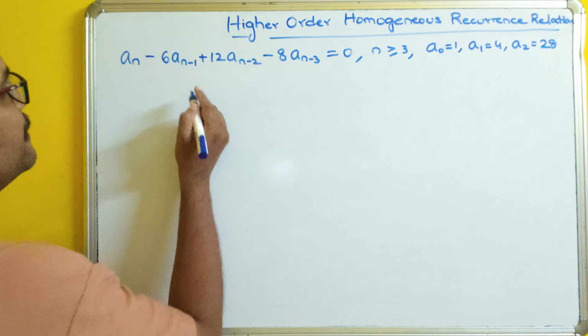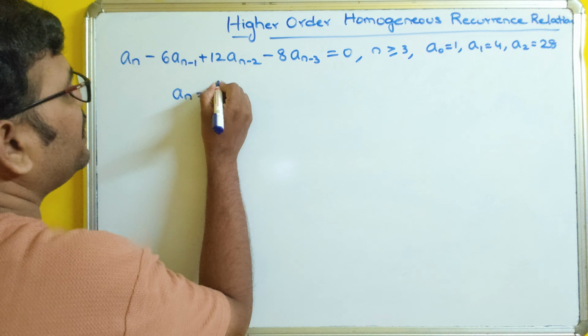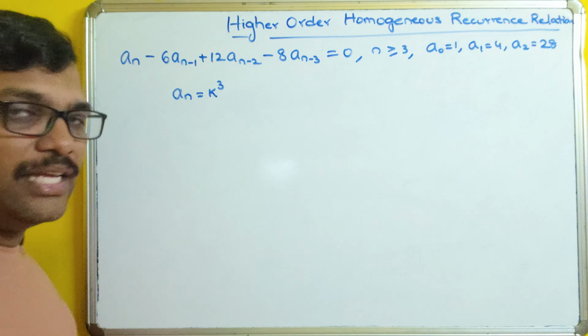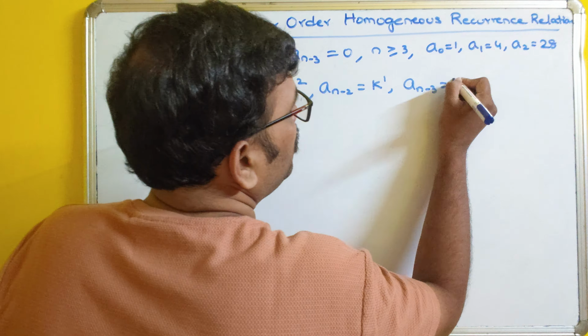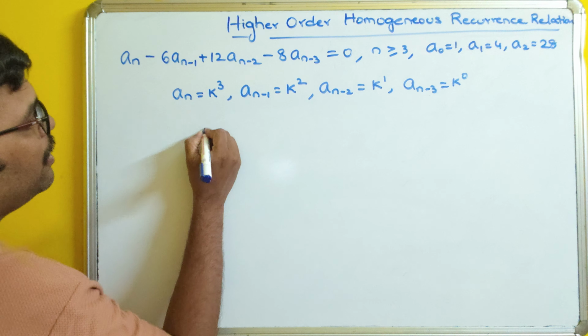See, a_n is equal to k cubed because this is a third order, right? And a_(n-1) is equal to k squared. a_(n-2) is equal to k power 1 and a_(n-3) is equal to k power 0, which is 1. So that will be k cubed minus 6k squared plus 12k minus 8, since k power 0 is 1, equal to 0. So this is the auxiliary equation.